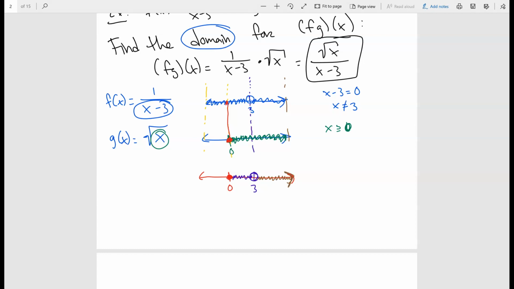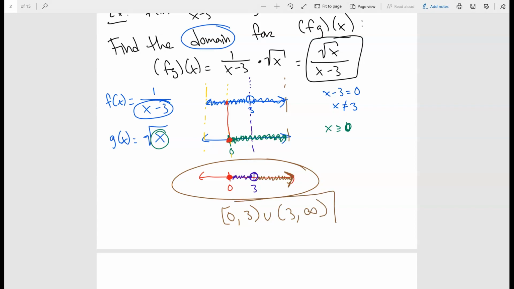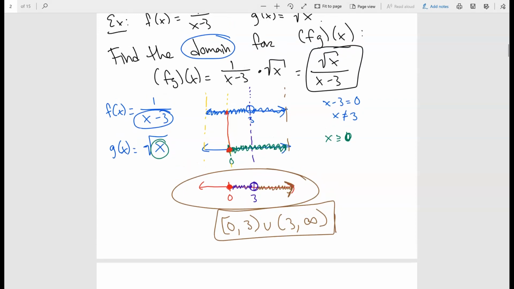So basically the domain is going to be this new guy. So what did I get? Nothing over here, it starts at 0, and I'm including the 0, and then I'm going to go all the way to 3 and not include the 3, then union with 3 all the way to infinity. And infinity, remember, is not included. Okay, so that's basically how you find the domain. You want to make sure that you find the domain of each of them, combine them together, and then see where they're overlapping and not overlapping.